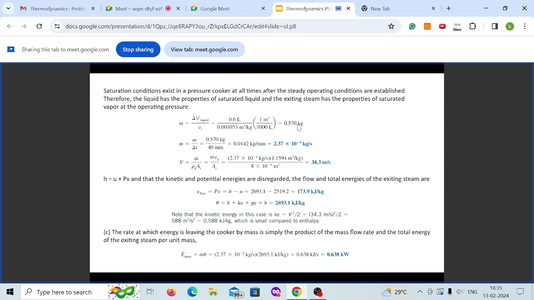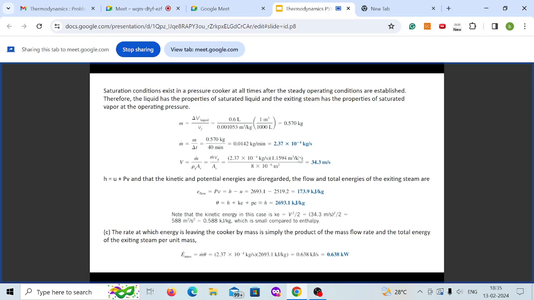Now this is the total amount of mass which you are losing in the period of 40 minutes. So what is the flow rate of the steam coming out? That is equal to the total mass divided by the total time, so 0.57 by 40. This comes out to be 0.0142 kg per minute. This is the mass of steam coming out per minute, and this is equal to 2.37 into 10 power minus 4 kgs per second.